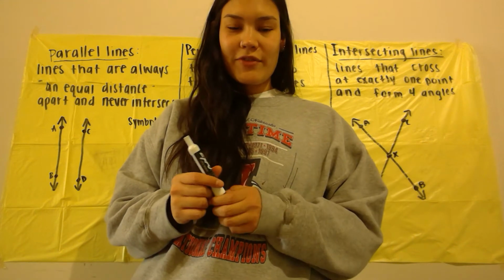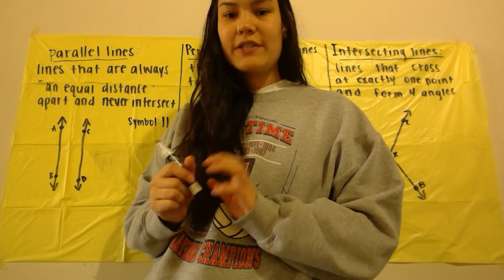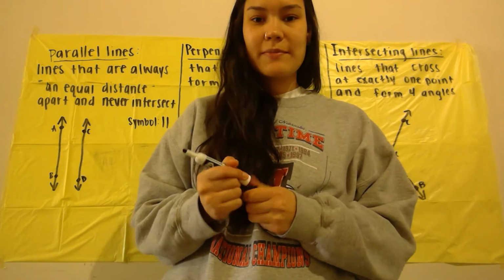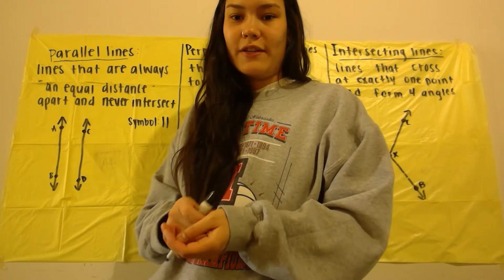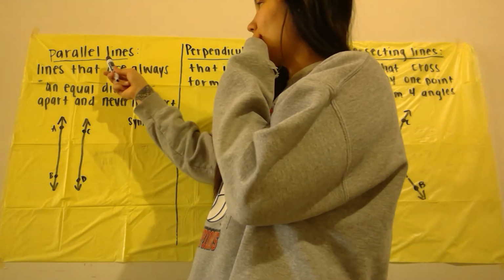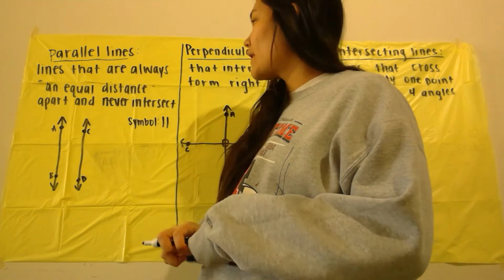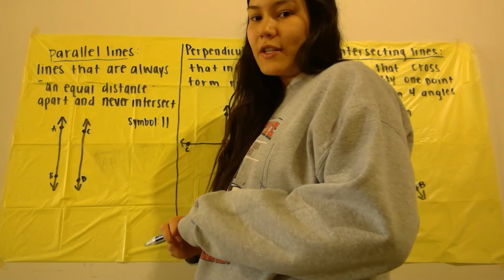Hi guys, today you're going to learn about 3 different types of lines. As I'm going through each type of line, make sure that you're taking notes on a piece of paper, and you can pause it if you need more time to get a little bit written down. So the first type of lines we're going to talk about are parallel lines. Parallel lines are lines that are always an equal distance apart and they never intersect.